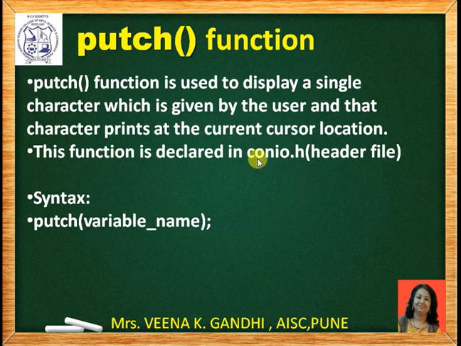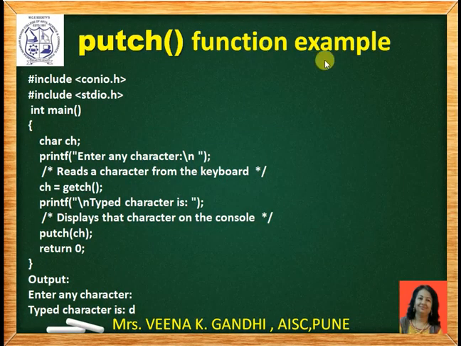This function is declared in the conio.h file. Syntax: putch and variable name. Let us see an example of the putch function. As the putch function is defined in the conio.h file, you must include the conio.h file. Now in the main function, you declare a variable ch of char type and print the message enter any character by using the printf function. Now read the character by using getch, so ch equal to getch. Now display that character by using the putch function, so putch ch.